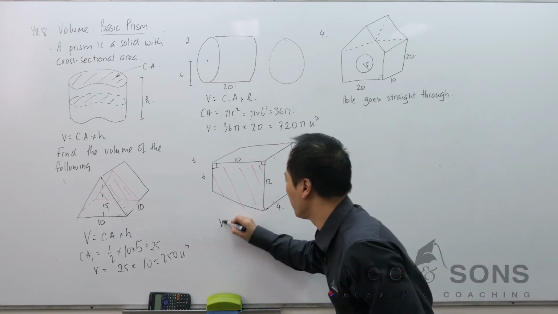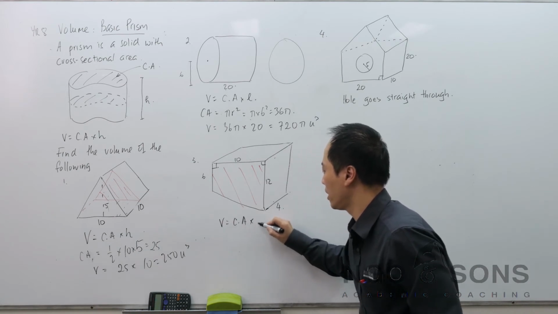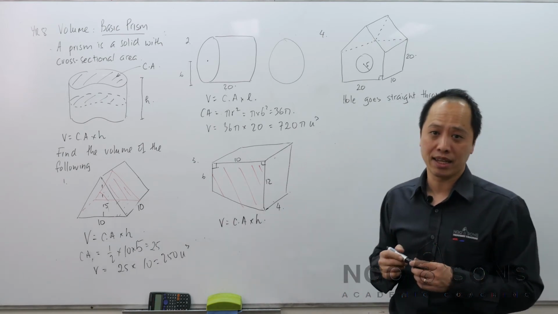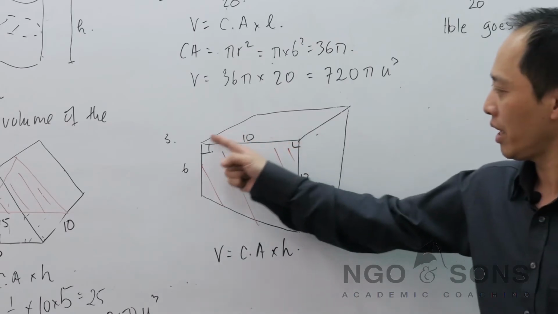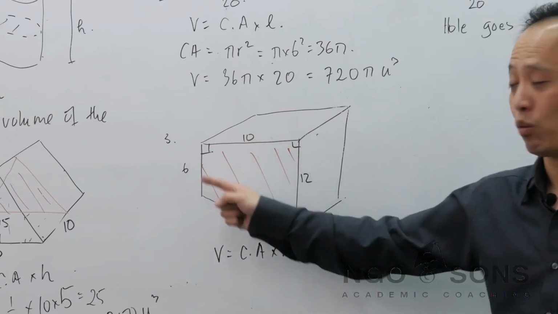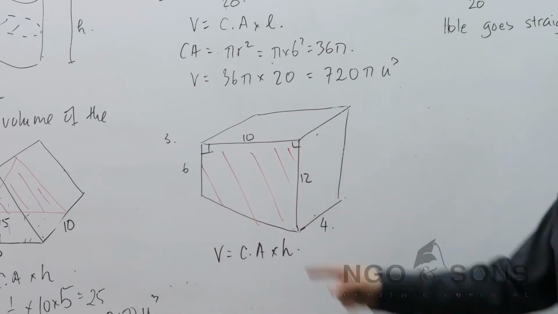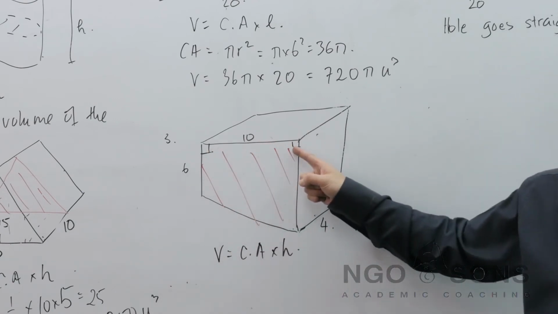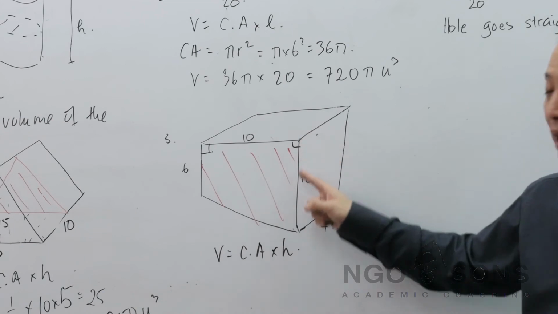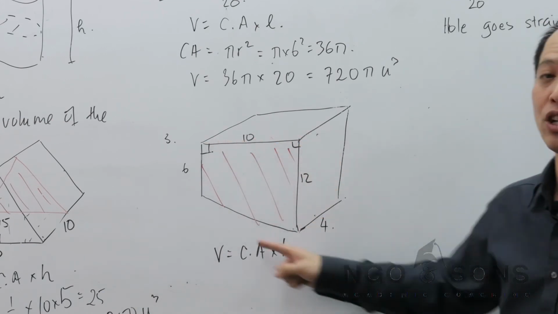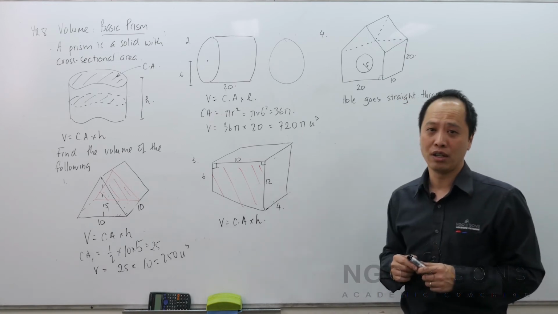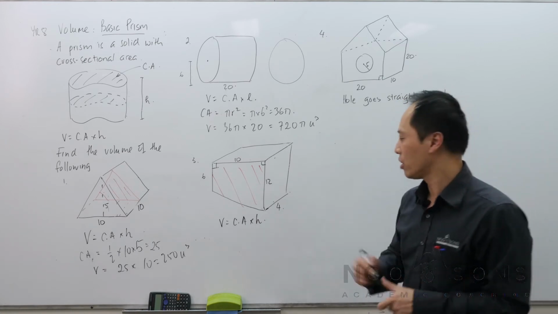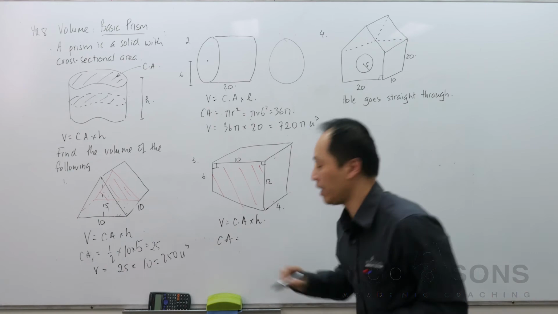Well, let's write the formula. Volume equals cross-sectional area times the height or the length, okay? So the question is now, what's the cross-section area? Well, have a look at this shape. What is this shape? Well, it's a shape where this is 90, this is 90, so that means that these two lines are parallel. So it's a four-sided shape with two parallel sides. Okay, so what's that called? That's called a trapezium.